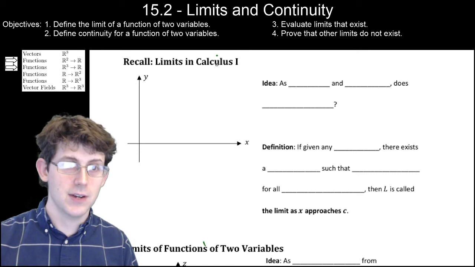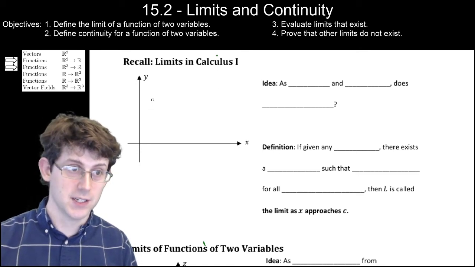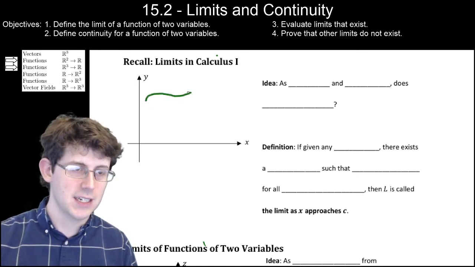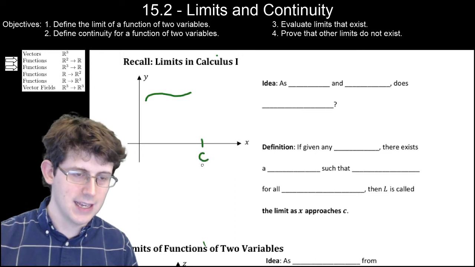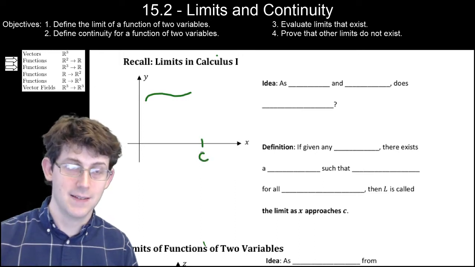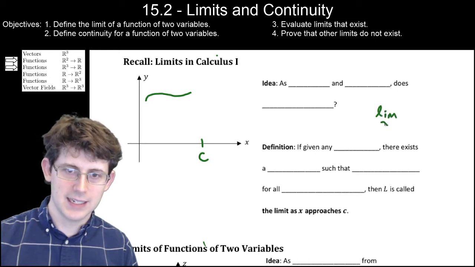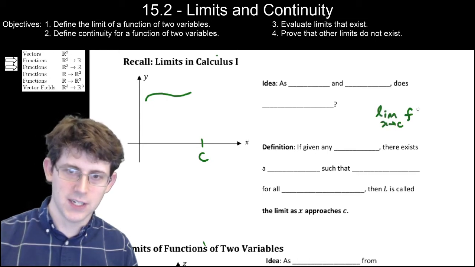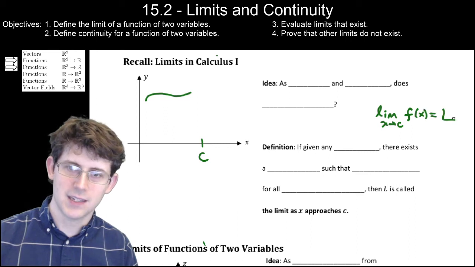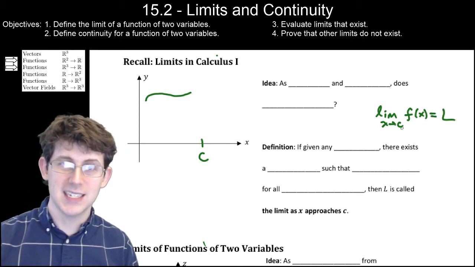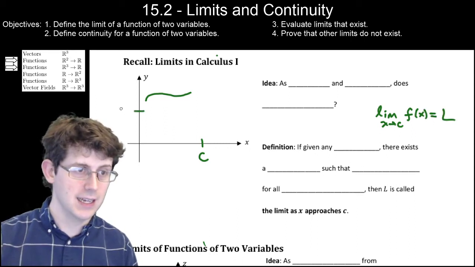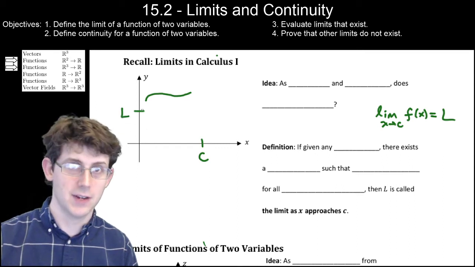So the main thing you had to worry about in Calculus 1 with functions was you'd have a function and an x value, c. And you'd be trying to figure out if the limit as x approaches c of the function is actually this number L. So c is an x value, and L would be a y value, an output value.